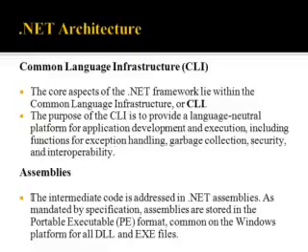Second one is the assemblies. The intermediate code is housed in .NET assemblies. As mandated by specification, assemblies are stored in the portable executable format, common on the Windows platform for all DLL and exe files.